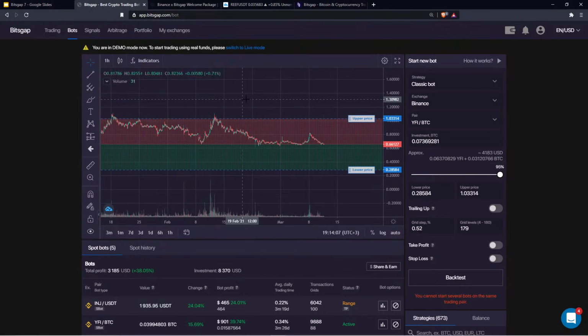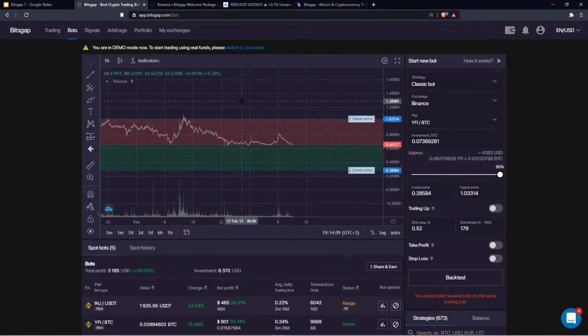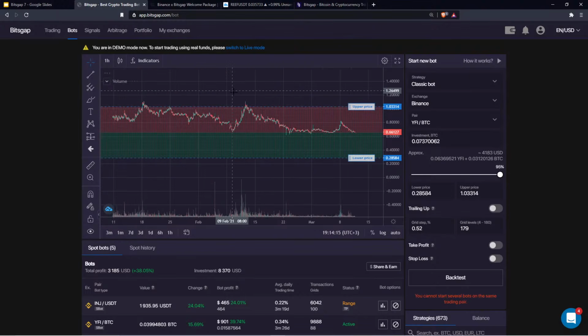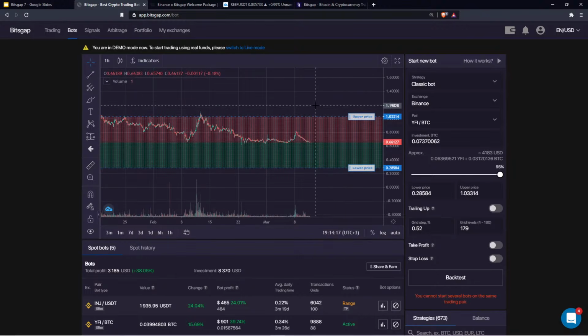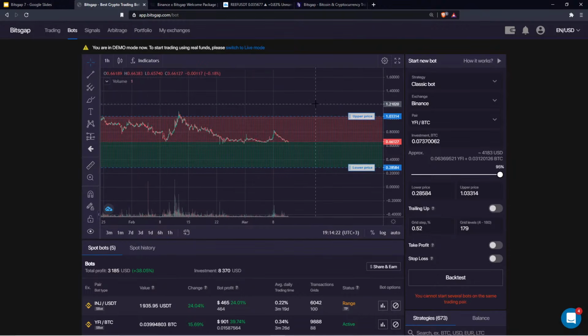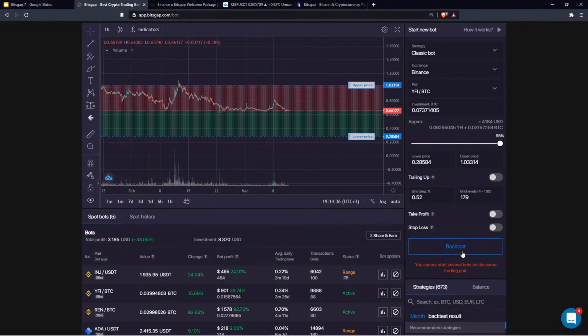And the cool thing about Bitsgap is that you don't actually have to blindly trust me on these things and these conclusions that I make. You can test this on your own. So you can actually see what would be the return on the SBot and on the classic bot on the same date range, on the same cryptocurrency pair back in the past in the backtest mode.